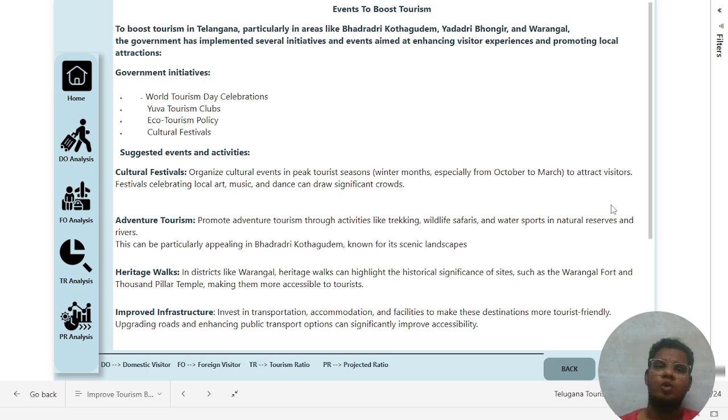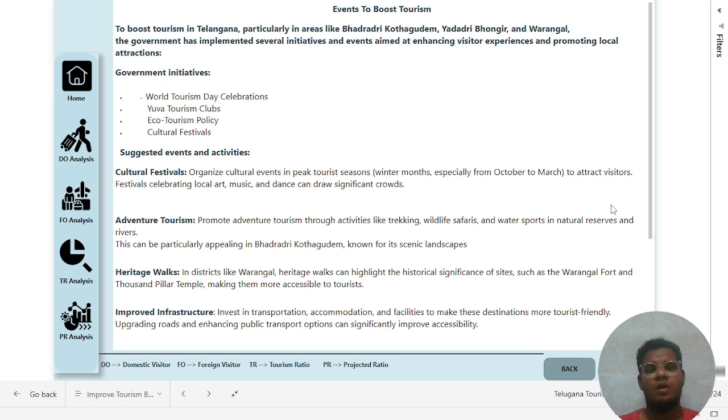And then ecotourism policy. Ecotourism policy is nothing but a plastic-free and harmless tourism experience for the people as well as the nature of Telangana. Cultural festivals: the government is already connected with many cultural festivals, for example the kite festival. The government sponsors the kite festival. It's a very colorful festival, and it particularly happens in Sankranti. There are a lot of competitions, and so many other festivals, but I forgot them. Okay, now suggest events and activities for the government to promote tourism.